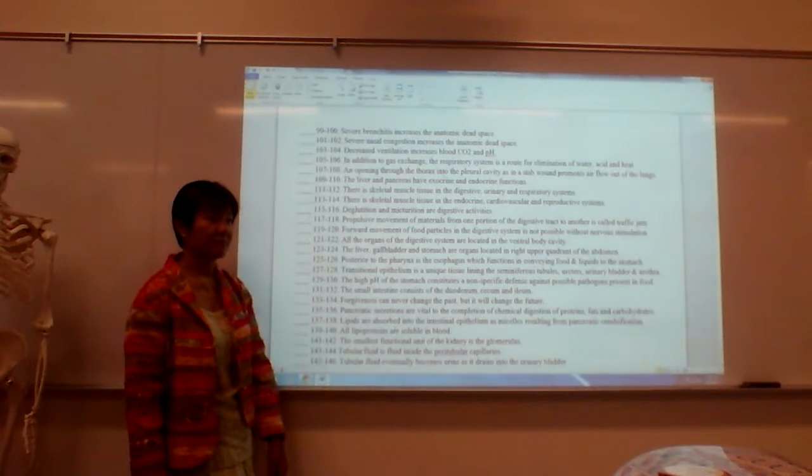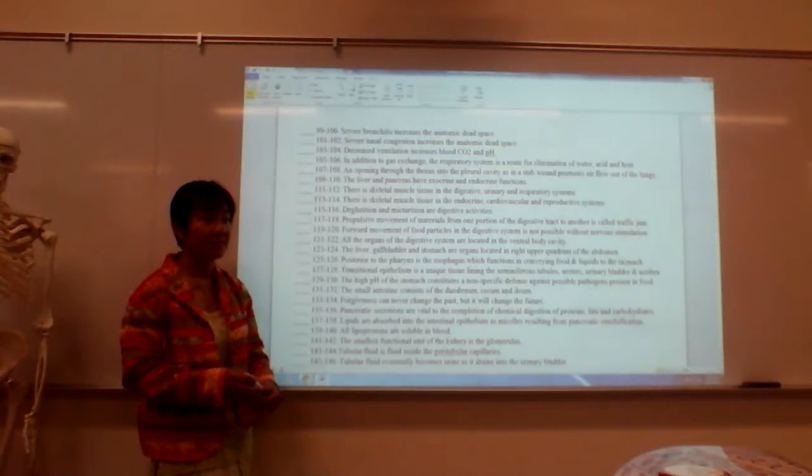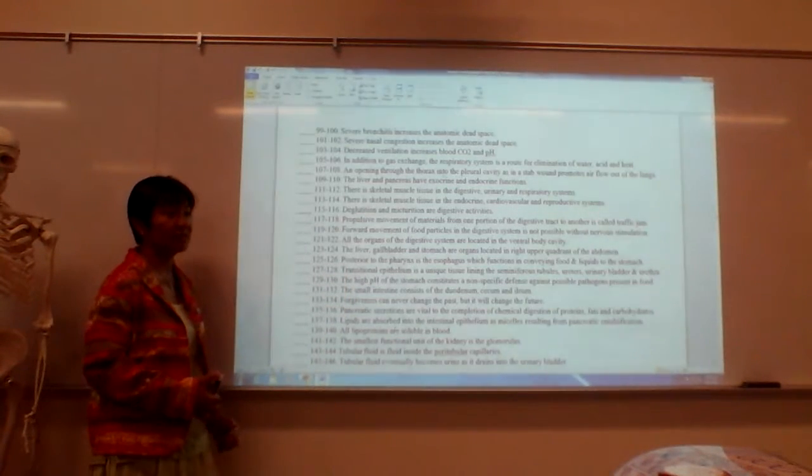Posterior to the pharynx is the esophagus, which functions in conveying food and liquids to the stomach. Posterior to the pharynx. The pharynx is in the front. So what's the location of the esophagus in relation to the pharynx?